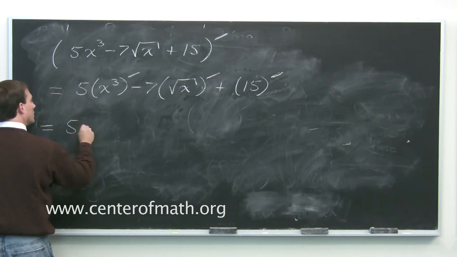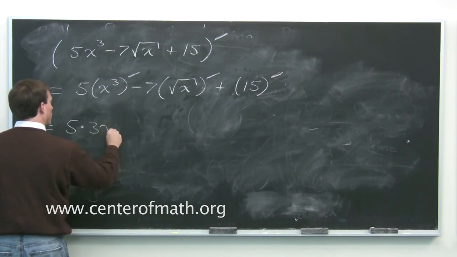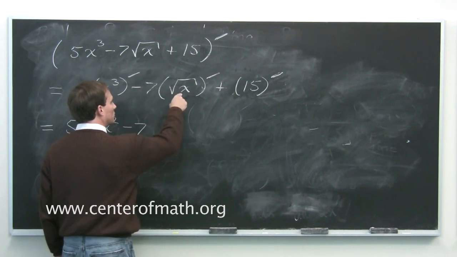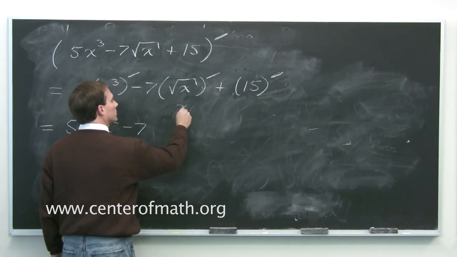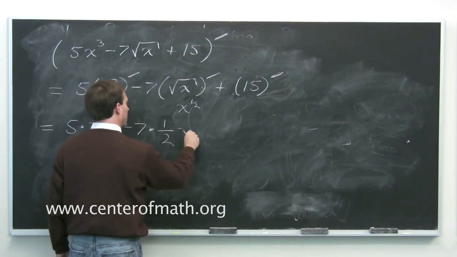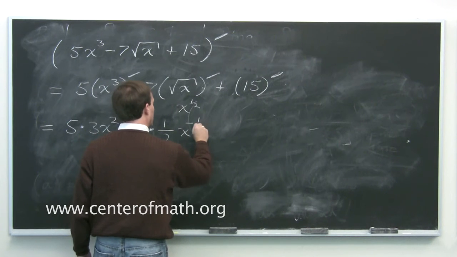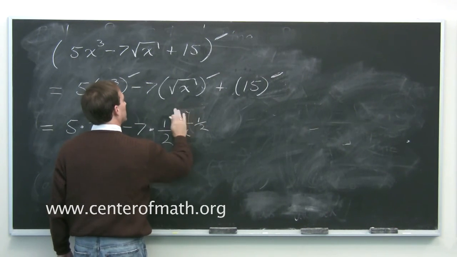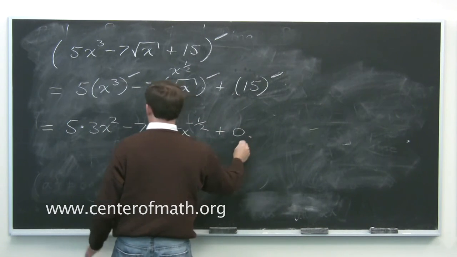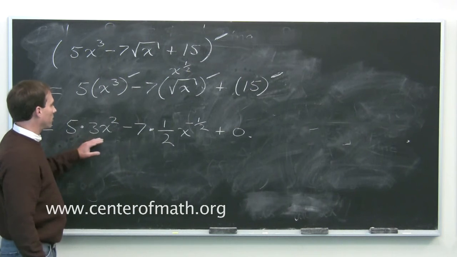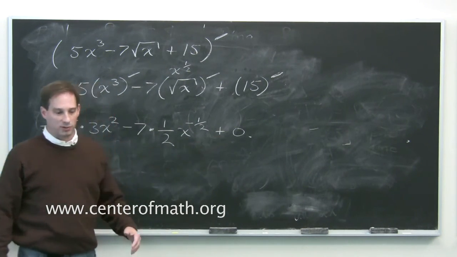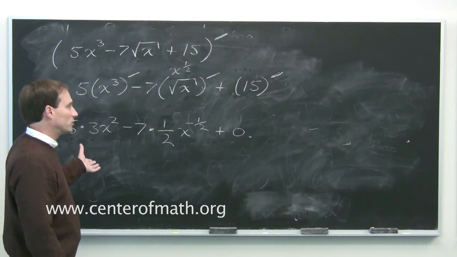You get 5 times, use the power rule here. You get 3x squared. You bring the exponent down, you subtract 1 from the exponent. Minus 7 times, what's this? Oh, the square root of x is x to the 1/2. If you use the power rule on that, you get 1/2 x to the, you subtract 1 from the exponent, to the minus 1/2. And the derivative of 15 is the derivative of a constant, that's 0. So this is your answer. You can neaten this up, write it as 15x squared minus 7/2 times 1 over the square root of x, and don't write the plus 0. But that's what you do.